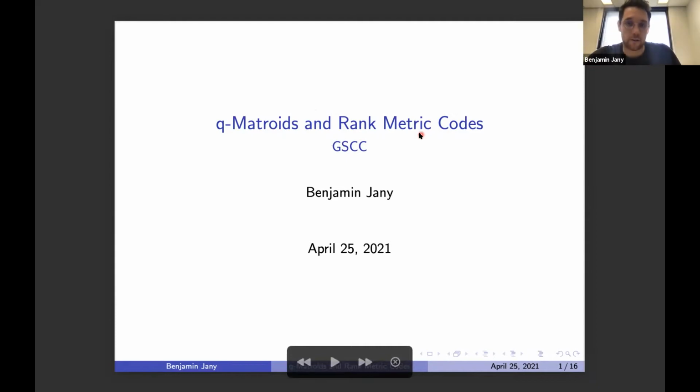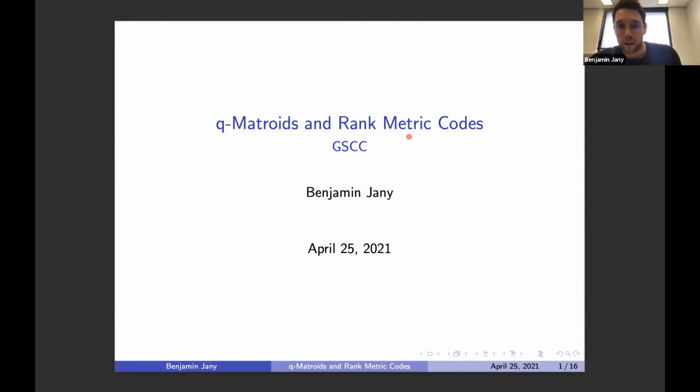And those rank metric codes are some objects, so they're subspaces of a finite dimensional vector space over a finite field associated with this rank metric, and they're really useful in coding theory. So I won't go into the details, but just know that they're really useful for coding theory, and so we want to know more about those rank metric codes.